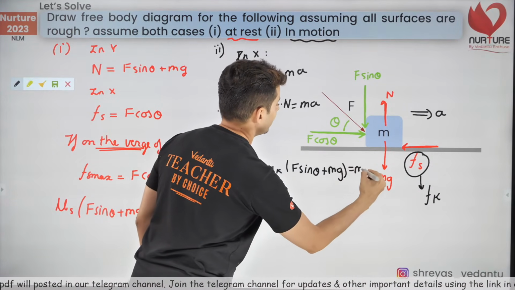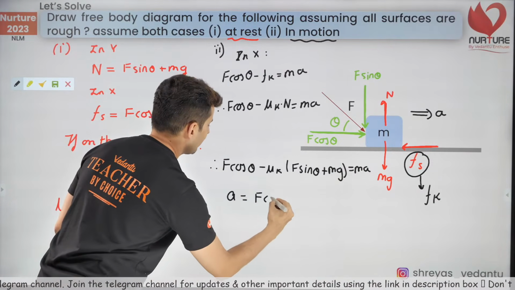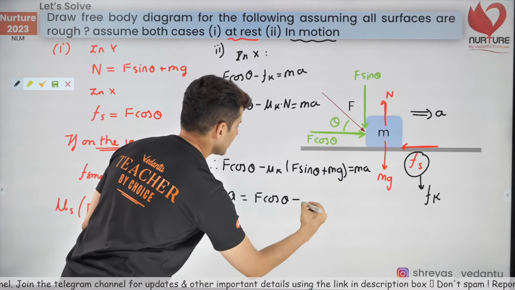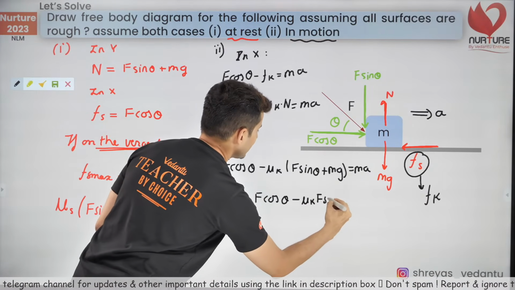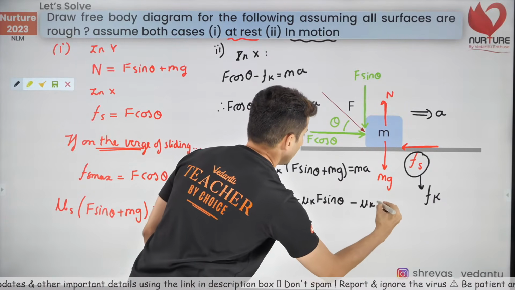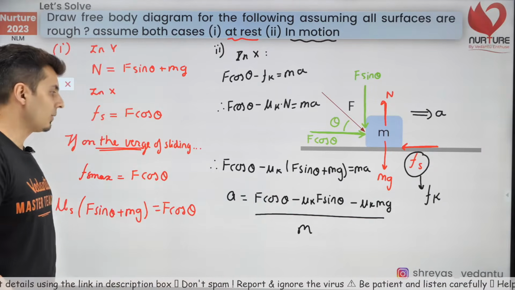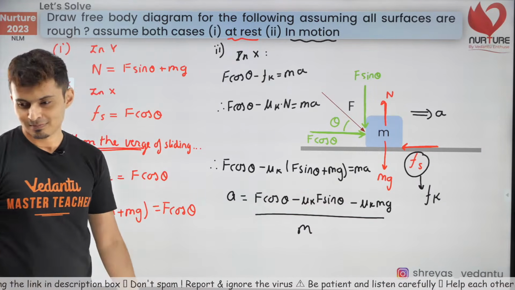Normal is F sine theta plus mg. This is equal to ma. So if you solve this, you will get the acceleration as F cos theta minus mu k F sine theta minus mu k mg, the whole thing divided by m. So this is what you will get. You can find the acceleration.